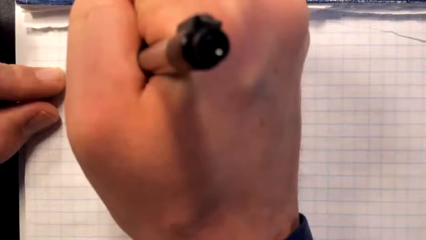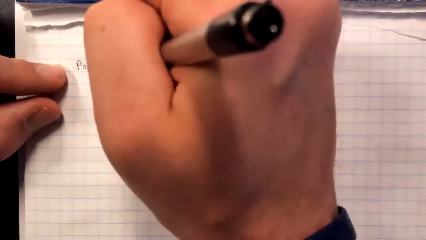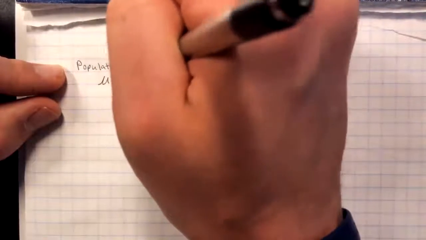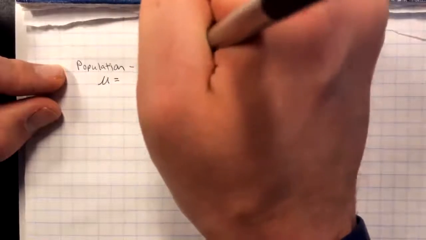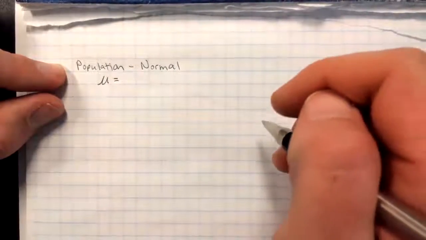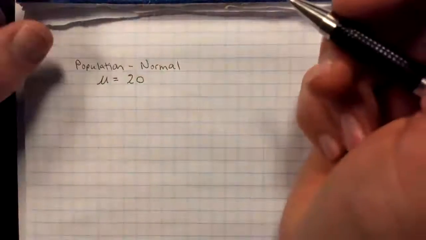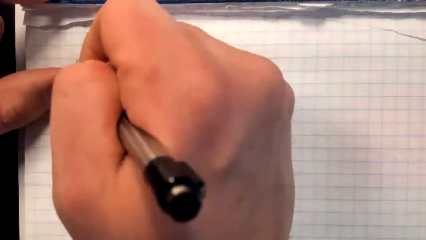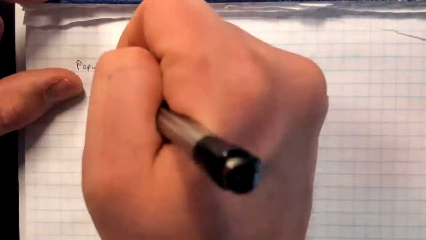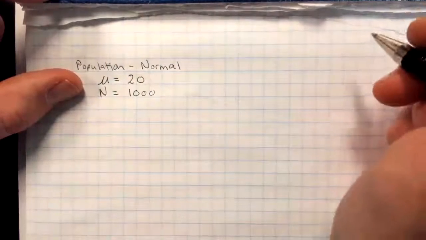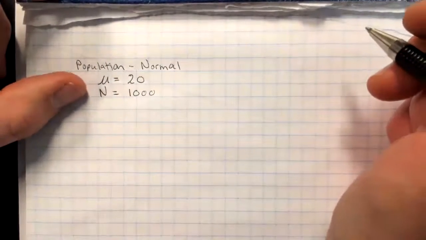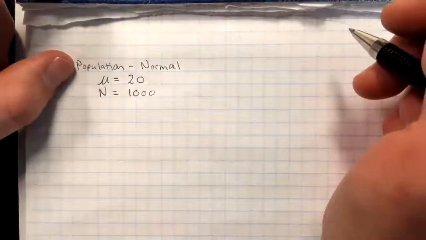So this is just a side note on the 10% rule. Let's go with a hypothetical situation where we have a normal population with a mean. The mean of our population is 20. That's all we really need. Oh, and the population size is 1,000. So we've got 1,000 people in our population, and the mean of this population is 20.